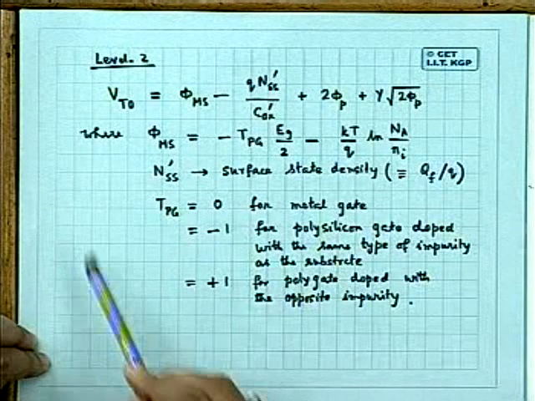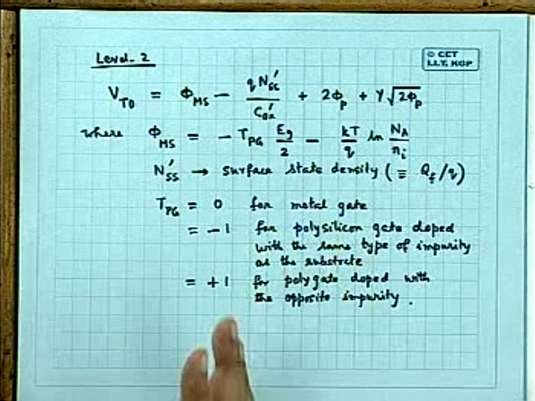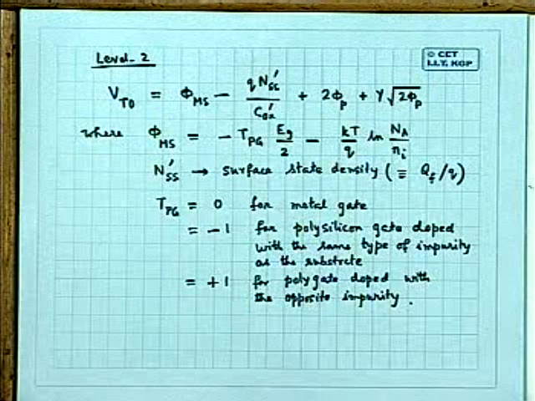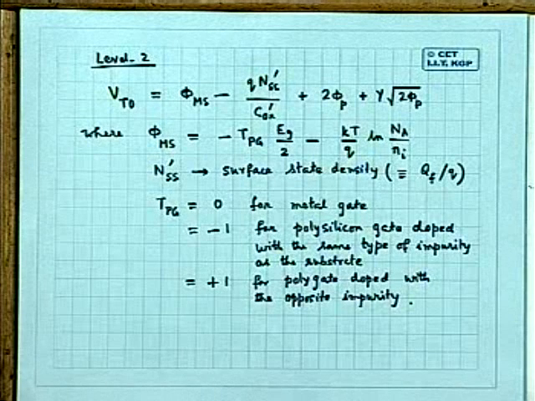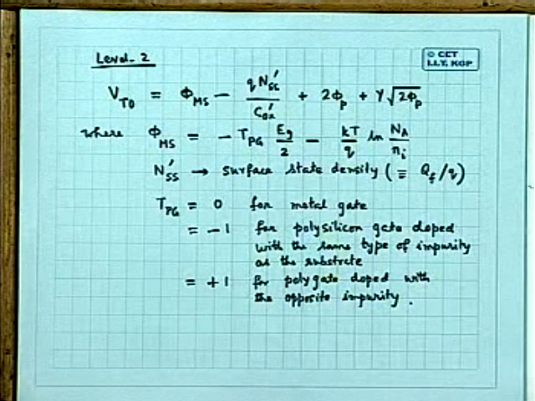Can you justify why it is like this? They have not suddenly written this equation. This is an analytical equation. This is not an empirical equation. Can you justify why it looks like this? How did they derive it?